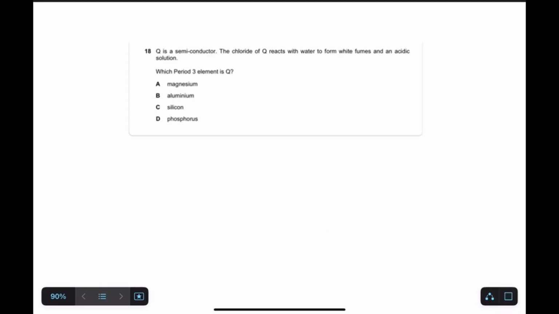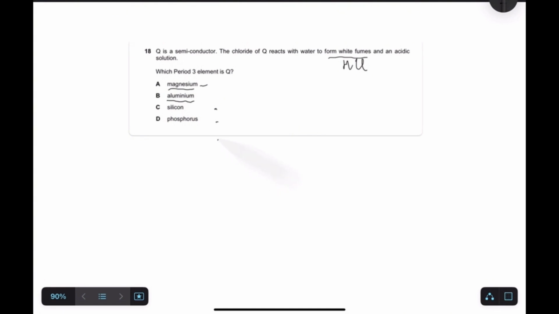Question 18. Q is a semiconductor. From the answers, magnesium is a metal, so it is a conductor, not a semiconductor. And aluminum is a metal too, so it is not a semiconductor. Of the 2 other choices, silicon and phosphorus, both could be semiconductors. And the fluoride of Q reacts with water to form white fumes. White fumes always mean HCl and an acidic solution.